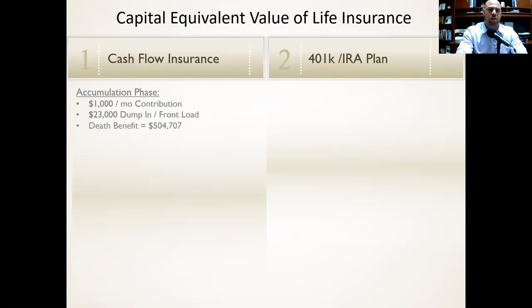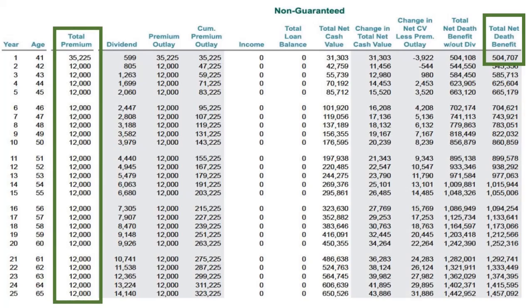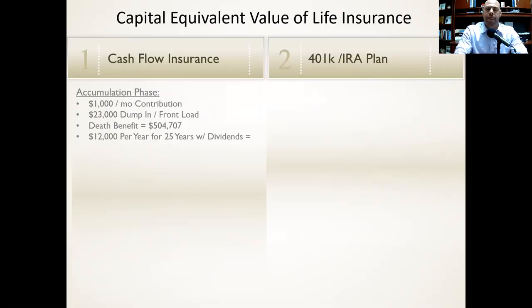Okay. Now, what's going to happen is in the first year with the premium and with that cash dump in, it's going to generate a death benefit or life insurance of about $500,000. Okay. And then we're just going to kind of run this out over the long term because I just turned 40. So I've got this projected out until 65. So over the course of 25 years with dividends, and now we should say that life insurance dividends aren't guaranteed. And they can fluctuate with interest rates and the economy and things of that nature.